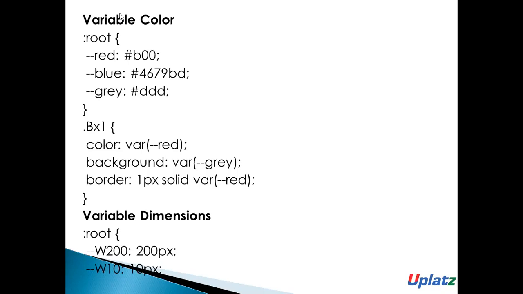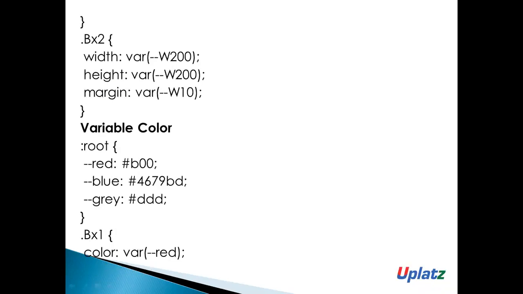So you can see here the variable color in root. In the root I have red, blue and gray. We have already seen the var function, so I can reuse those colors with the help of my var function. That is what I have done here. I'm just reusing those colors with the var function. So this is the variable color. The variable dimension is also the same. In the root I have made width for everything. So width, height and margin I'm using with the help of the var function.